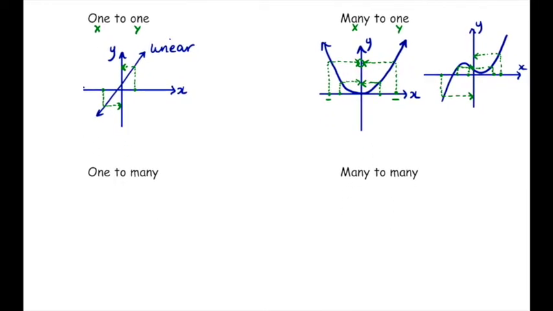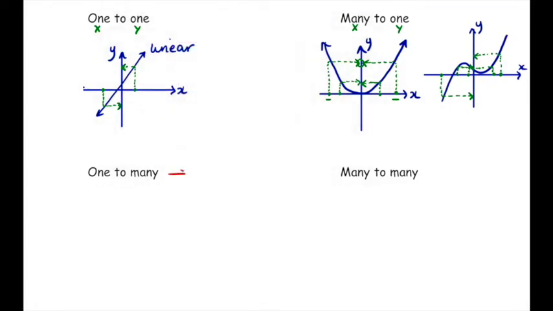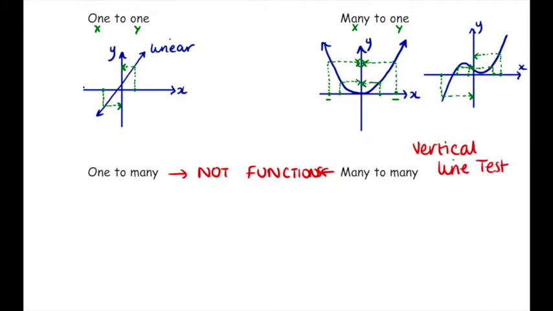So other types of relationships, we have one-to-many and many-to-many. Now these two aren't actually functions, so both of these are not functions, and that's really important to remember. The way that you can tell is because they fail what's called the vertical line test. The vertical line test is where you run a vertical line or a ruler across from one side of the axis.